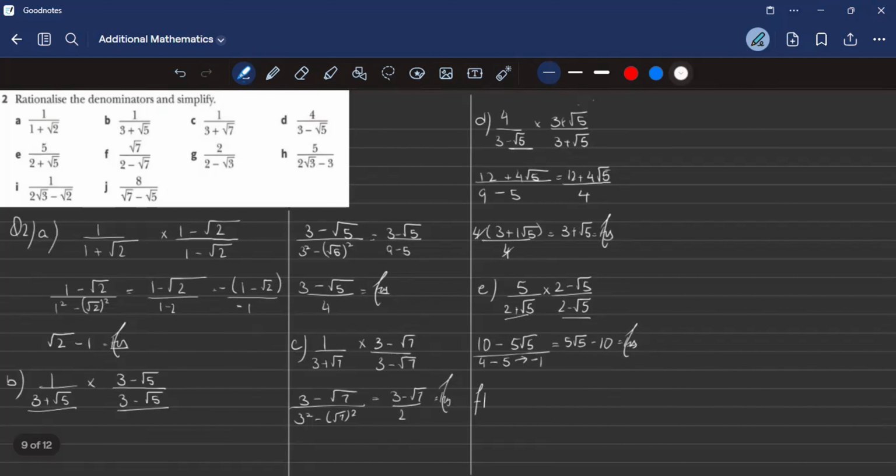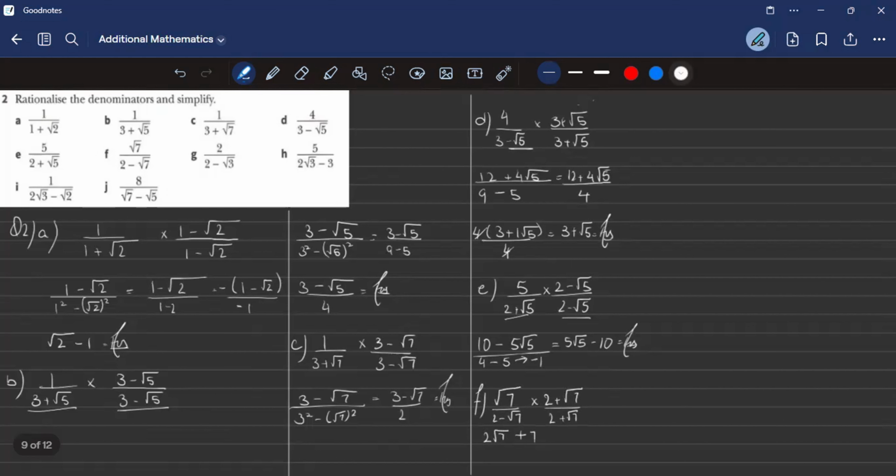For part F, we have again a similar thing, under root 7 divided by 2 minus under root 7. What is the conjugate of 2 minus under root 7? It's 2 plus under root 7. So multiply it by 2 plus under root 7 divided by 2 plus under root 7. So what is under root 7 multiplied by 2? It's 2 under root 7 plus, what is under root 7 multiplied by under root 7?